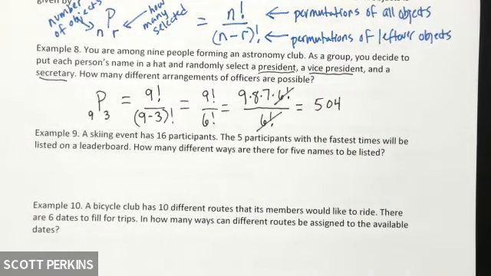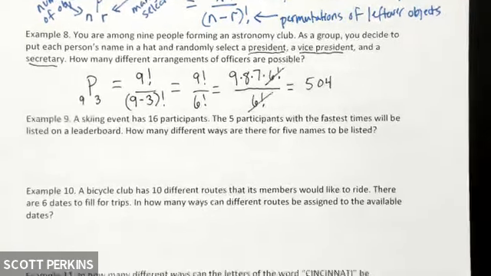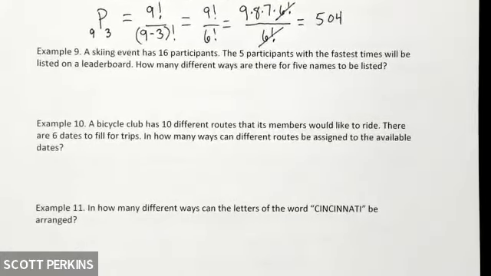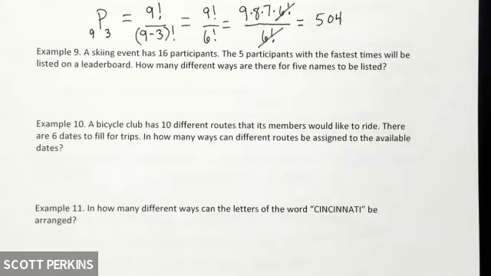So verify that you can get 504 on your calculator. If you can't, then that is a great question, and I will come around individually. And so what I would like you to do is example 9. Do the same thing. I'd also like you to ask yourself the question, why does order matter in this example? Okay, so example 9 says a skiing event has 16 participants. The 5 participants with the fastest times will be listed on the leaderboard. How many different ways are there for the 5 names to be listed? Now, why does order matter on this one?